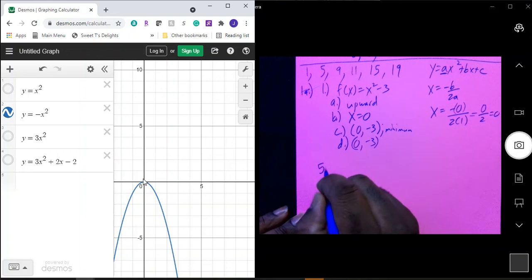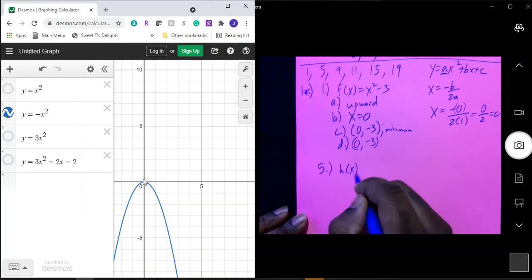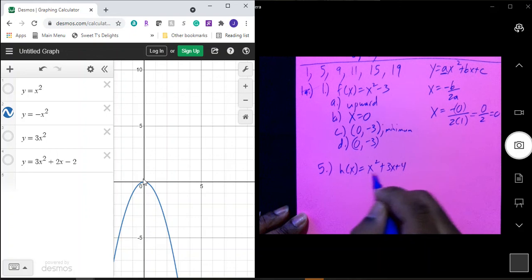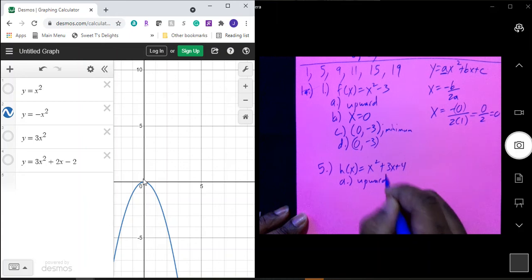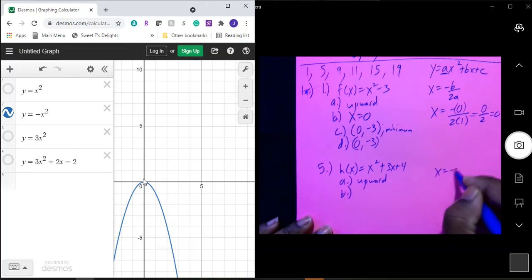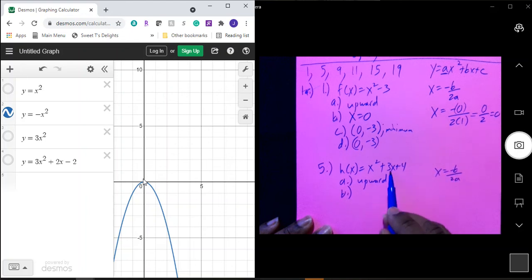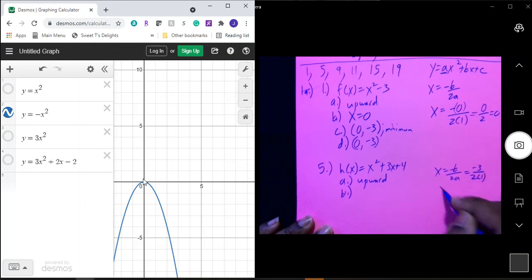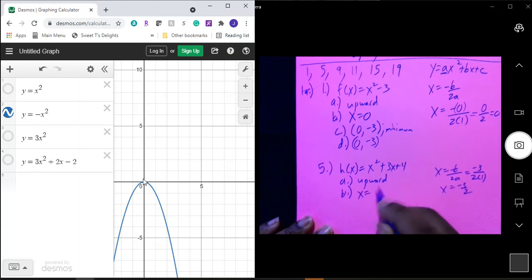Okay, now we come to 5. Number 5 asks for the same things. First, A is positive, so that means the parabola opens upward. Now we go to B. What we want is the axis of symmetry, so we can use that formula. B here is positive 3, so it'd be negative 3 over 2 times A, which is 1. So x would be negative 3 halves. Basically, x is equal to negative 3/2, or you could write negative 1.5.